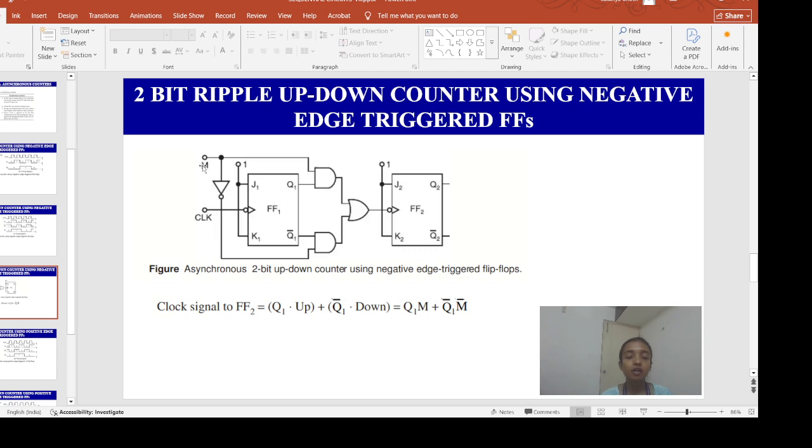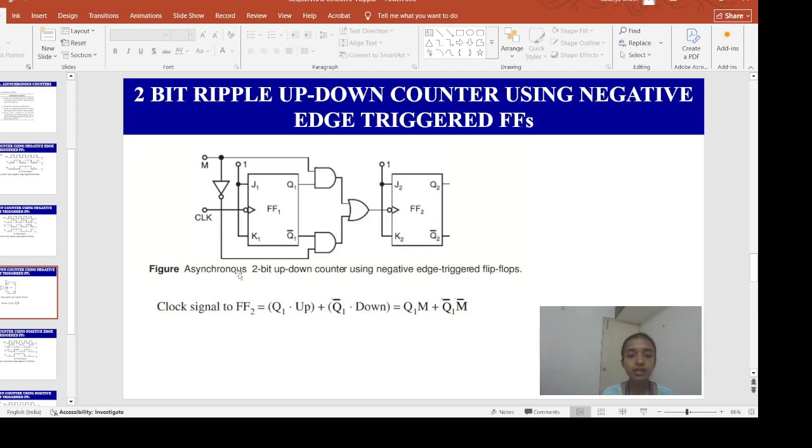You can see a control signal or a mode signal, capital M, is required to choose the direction of the count. When M is 1 for up counting, this Q1 is transmitted to the clock of the second flip-flop, and when M is 0, that means we are applying an inverter over here, for down counting, this Q1 bar is transmitted to the clock of the second flip-flop. This is achieved by these two AND gates and one OR gate, and the external clock signal is applied to the first flip-flop.